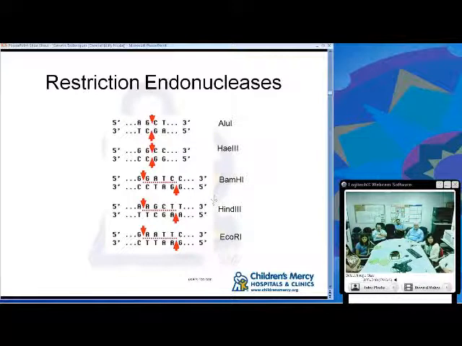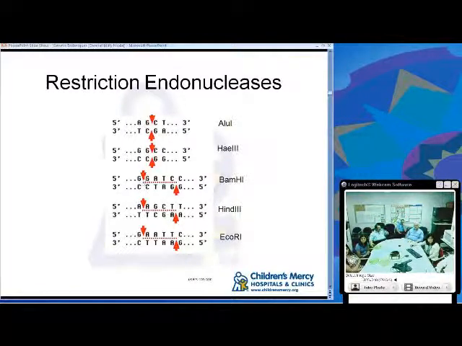And here's an example of some of the commonly used endonucleases. Here's an example of two that are 4 cutters, and so here they recognize this 4 base sequence. For AluI it is AGCT, on both strands. And then here are 3 examples of 6 cutters: BamHI, HindIII, and EcoRI.